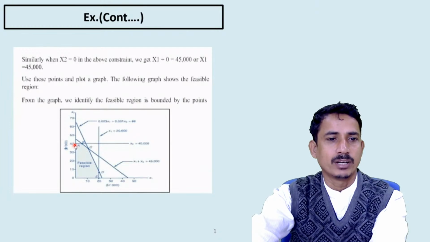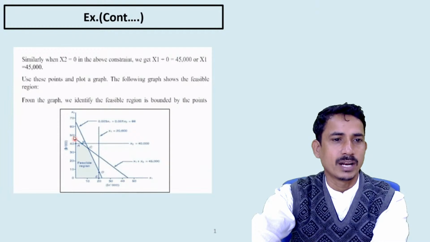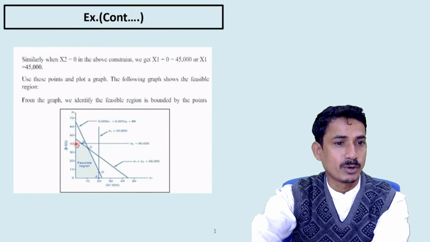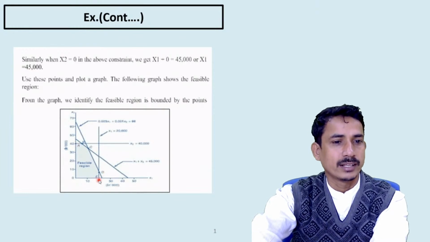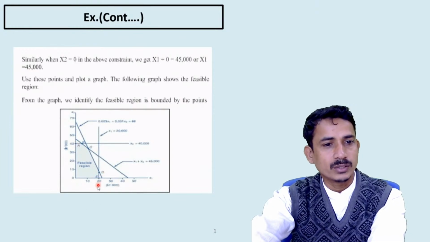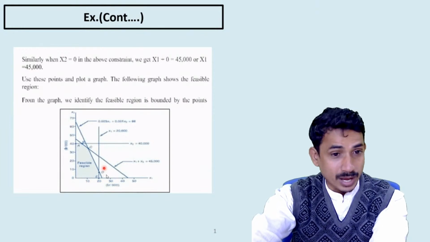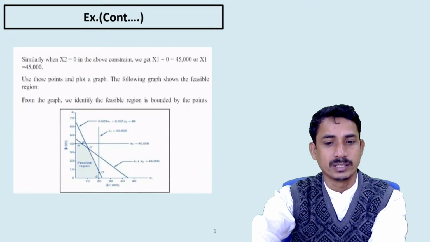Similarly, at A, the point value is 0, 40. But at this point, as I told you, any value of x1 on the x2 axis is always 0. So you have to write x1 as 0, but x2 as 40. Like in this case, 20 is written on the x1 axis, and all the values of x2 are 0 on the x1 axis. The point will be 20, 0. The E point is 20, 0. The A point is 0, 40.